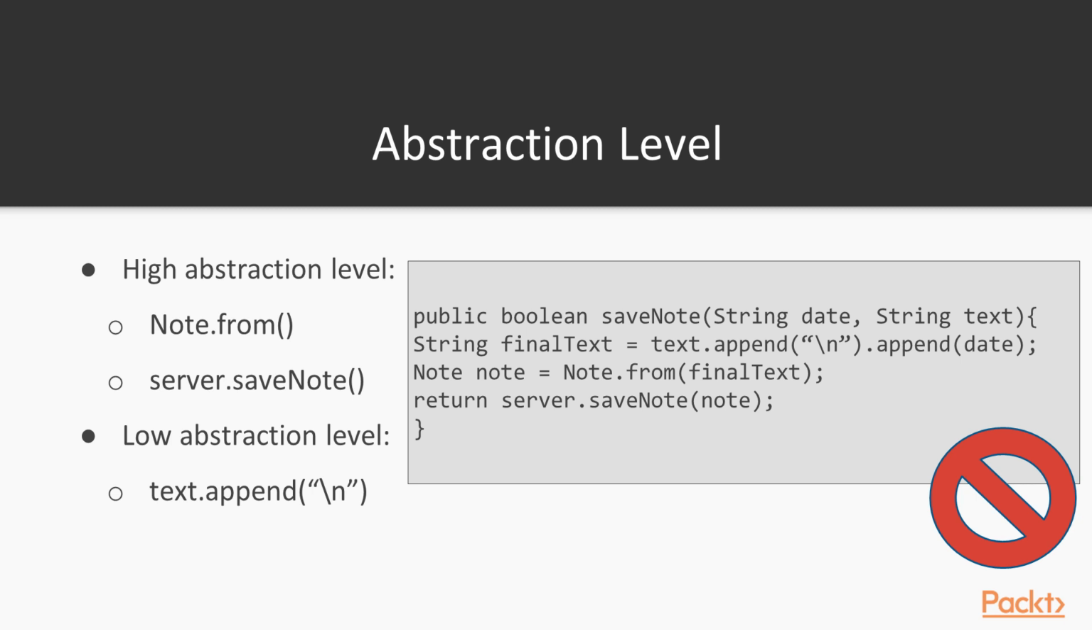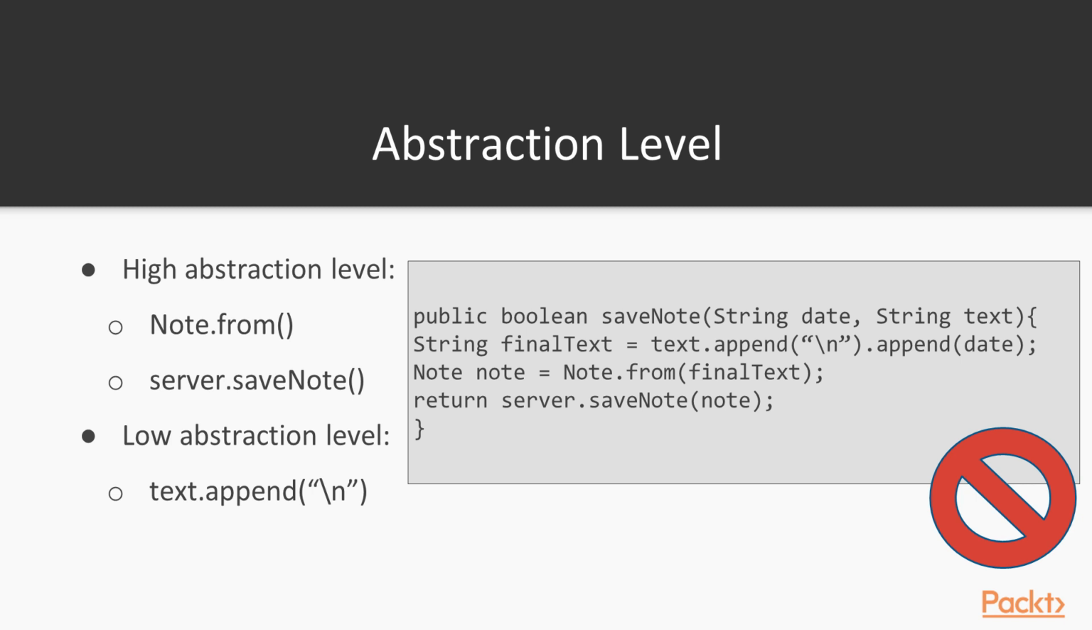But first, let's understand what is an abstraction level. You may have a high abstraction level or low abstraction level. High abstraction level means that you don't really know exactly what is going on under the covers, but you have some idea. So for example, the static method from is actually creating a note from a text, right? So you know that a note will be created, but you don't really know how it is done. The same for the method save note. It actually saves a note, and you have to pass the note, of course, but you don't really know exactly how this note is going to be saved.